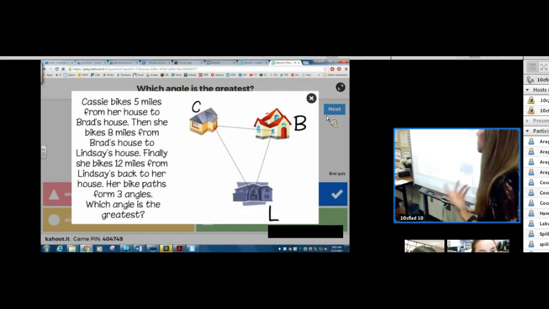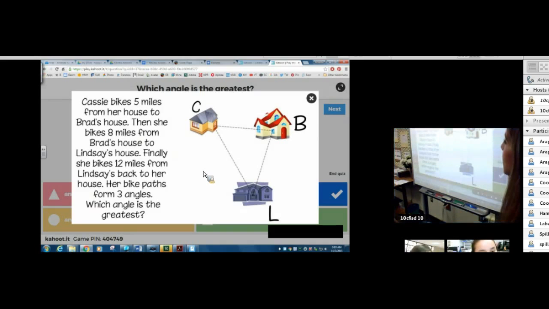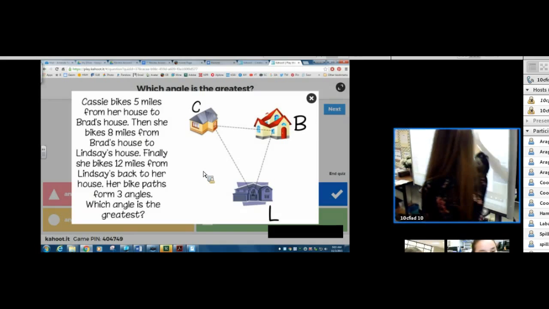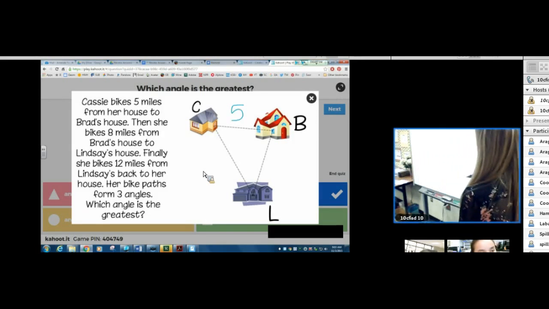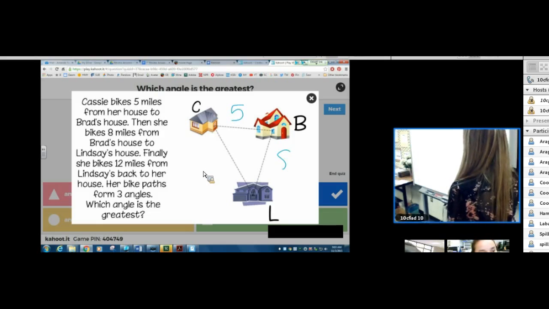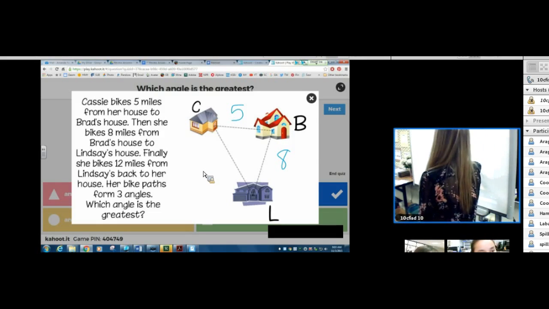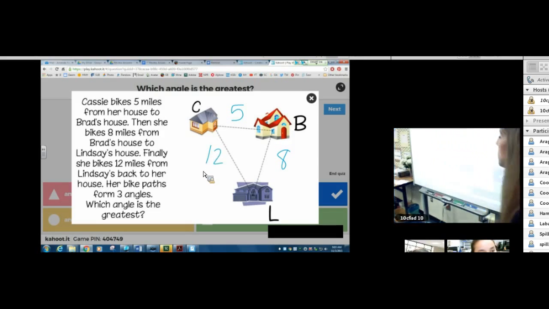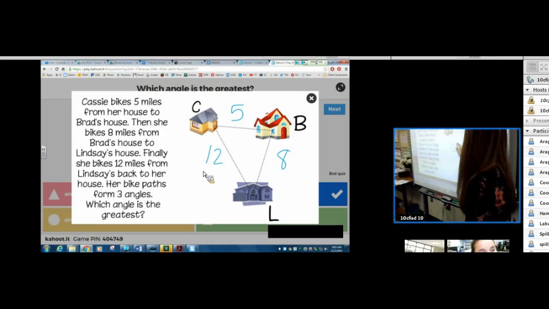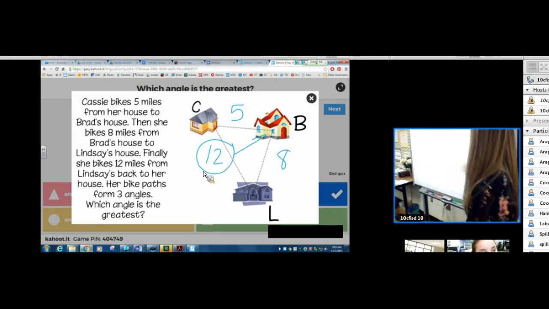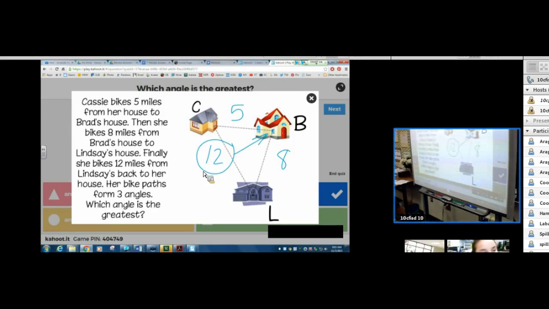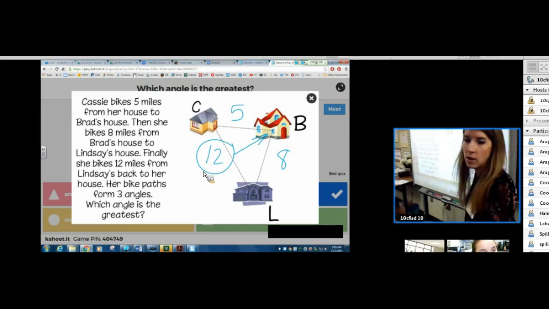This one was kind of a different problem. We haven't had one like this. Cassie bikes 5 miles from her house to Brad's house. Then she bikes 8 miles from Brad's to Lindsay's, and then 12 from Lindsay's back to her house. Which angle is the greatest? So, of course, we find the greatest side, and the largest angle would be across from the longest side. So the answer was angle B.